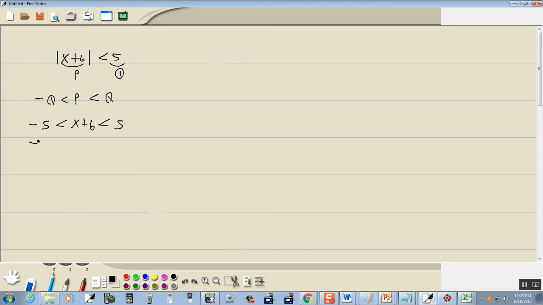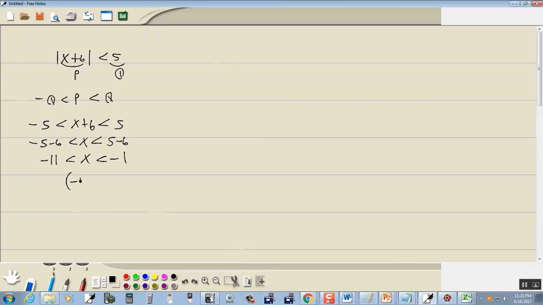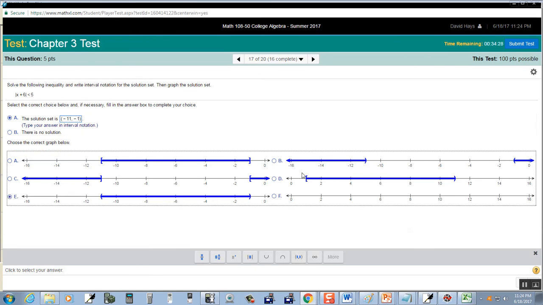Take 6 away from all three parts, and I got negative 5 minus 6 is less than x is less than 5 minus 6. So I got negative 11 is less than x is less than negative 1. And they want interval notation, so I'll have parentheses, negative 11, negative 1, because there's no line underneath the inequalities. I think it's E, but let me look at the rest. Okay, it has to be E.